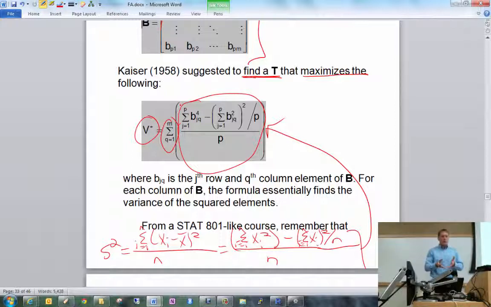So again, what this Varimax method does is choose a T that tries to make the b's in this B matrix as far apart as possible. The farther apart they are, the more zeros we will get, the more ones, the more negative ones, and then we'll be happy because we'll be able to interpret our factor analysis model better or more easily. That's the motivation behind doing this. Of course, a short answer question on a test might be to describe the motivation behind this V-star statistic.